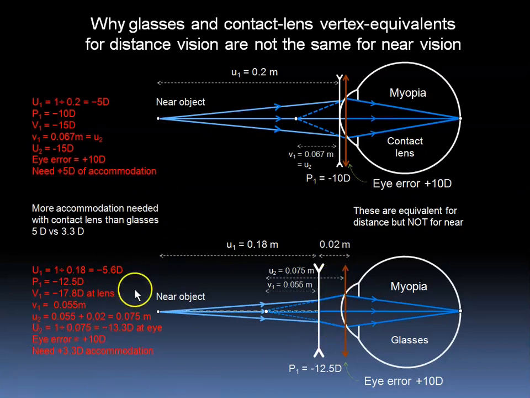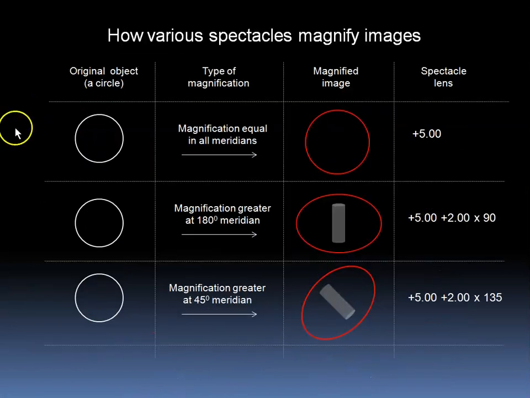It is somewhat less intuitive to come up with the total calculation here, but if interested, you can look at how it is done, and the overall effect is a 3.3 diopter accommodative amplitude required to see this same near object with this setup. Here we see how various spectacles magnify images.